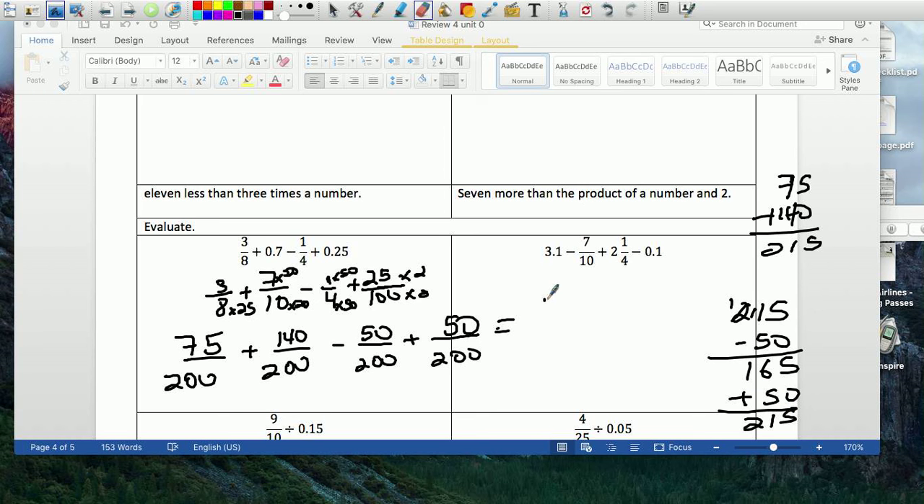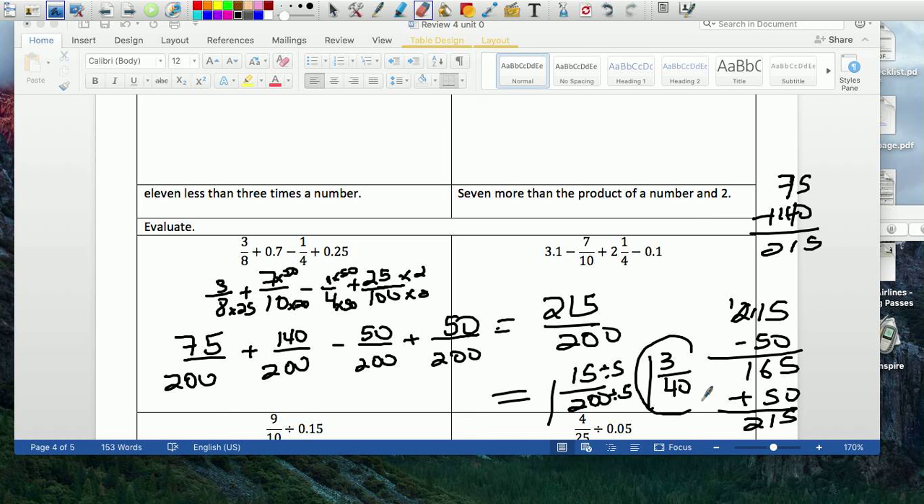So the final answer is 215 over 200, which we can simplify, right? 200 goes into 215 one time. 15 left over 200. And again, we can simplify 15 over 200. Divide 15 by 5 and you get 3, so it's 1. 15 divided by 5 is 3. 200 divided by 5 is going to be 40. Now this would be the simple answer.